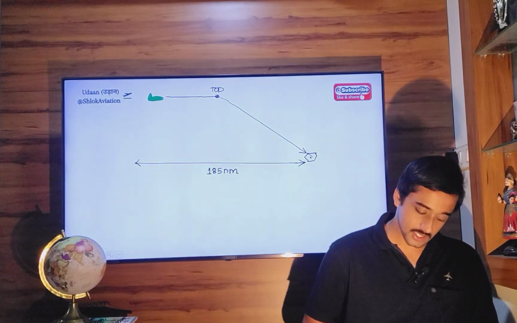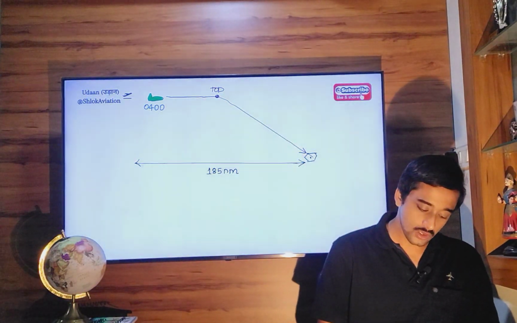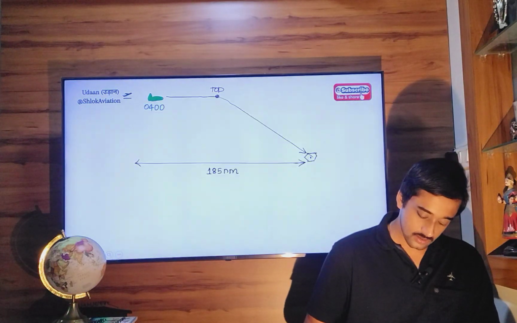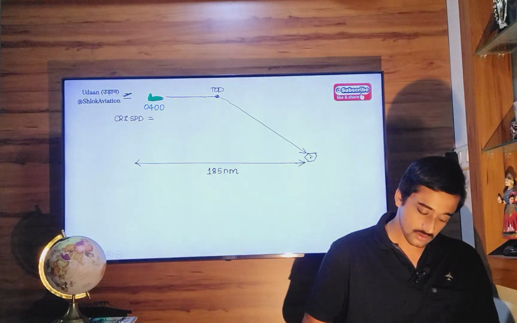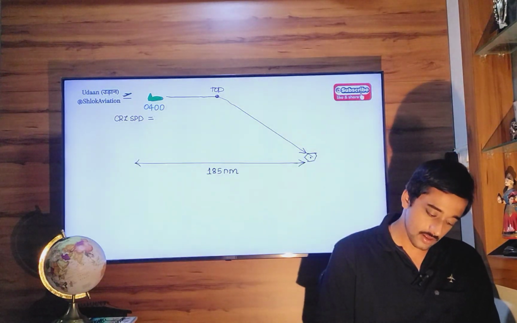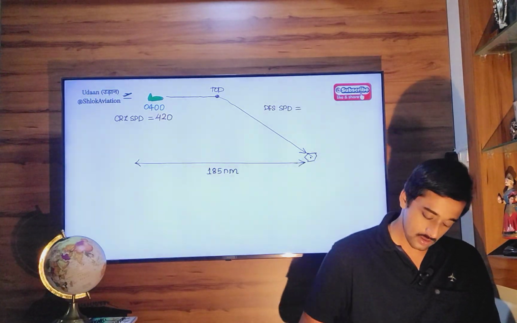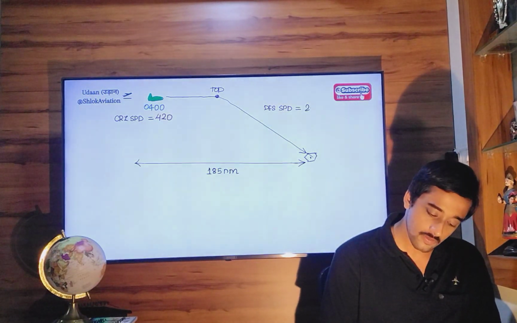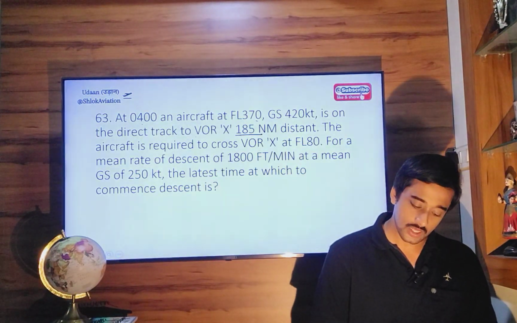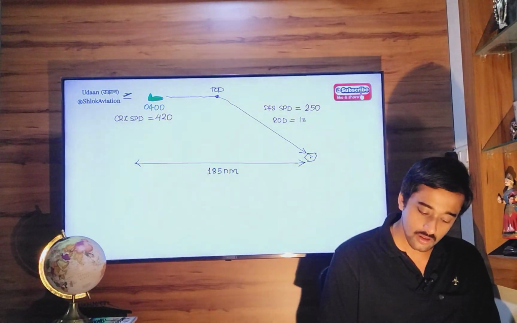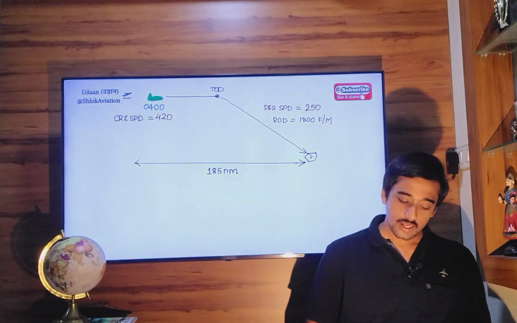Current timing is 4 o'clock. Cruising speed of your aircraft is equal to 420. Descent speed of your aircraft is 250. Rate of descent is 1,800 feet per minute. Okay. Now let's solve this.